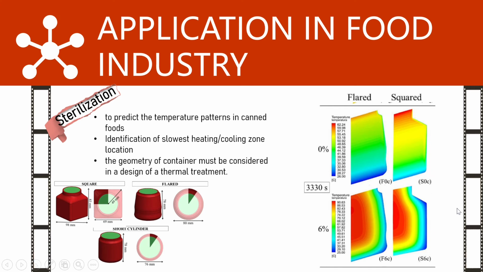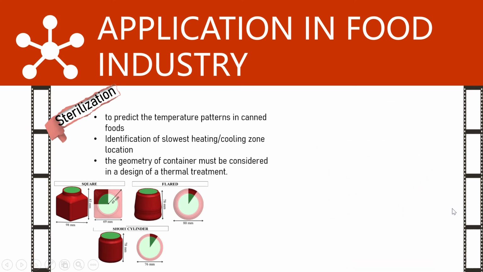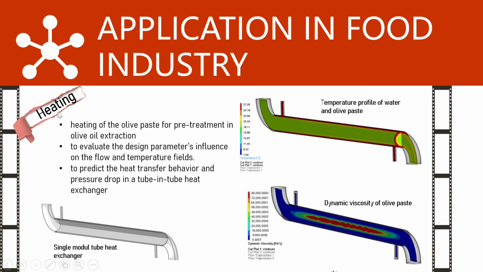The next application is for heating in a heat exchanger. Here, for example, we have a heating process of olive paste in a tubular heat exchanger. We could see how the temperature changes within the heat exchanger and the viscosity distribution of the paste inside it.